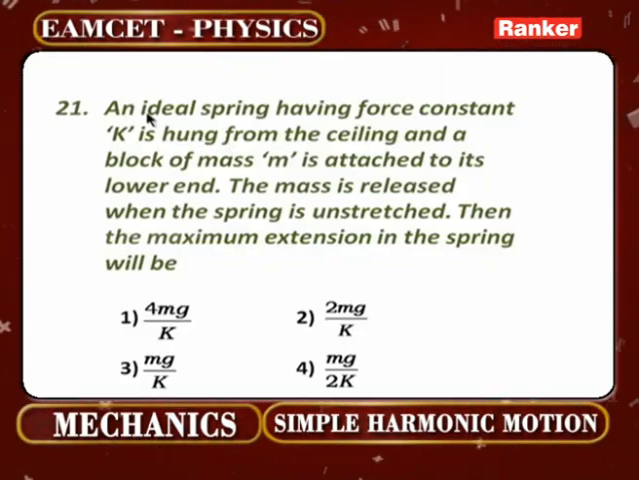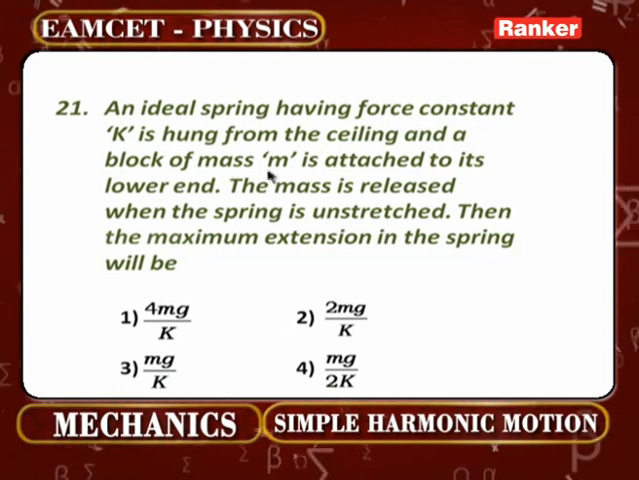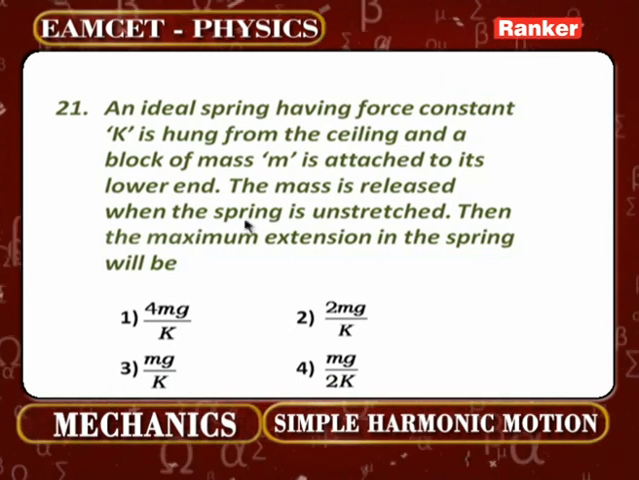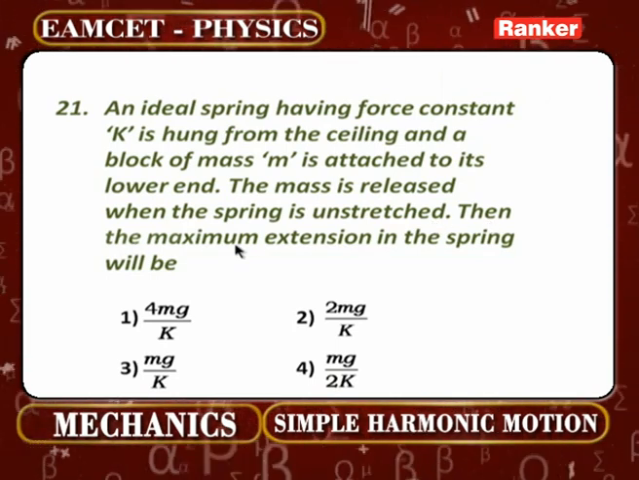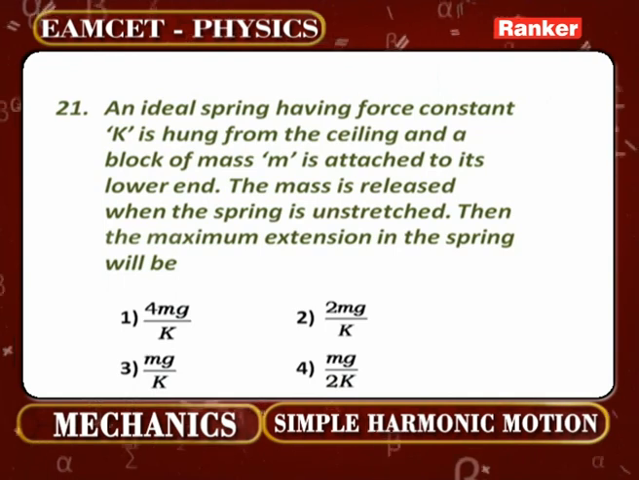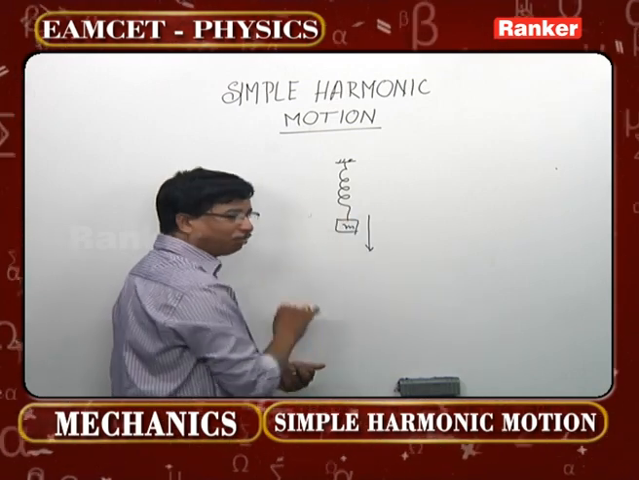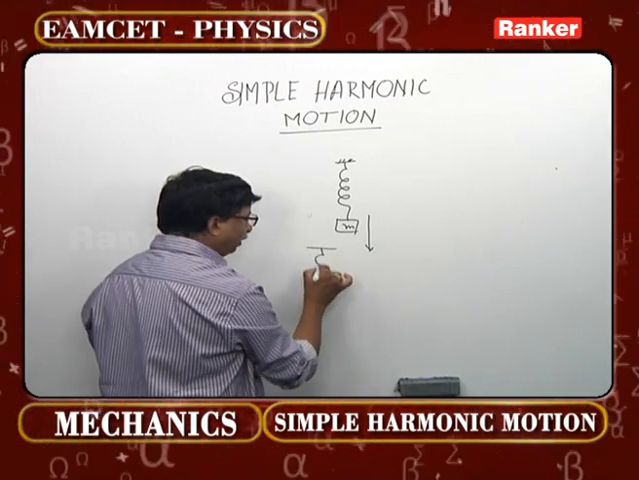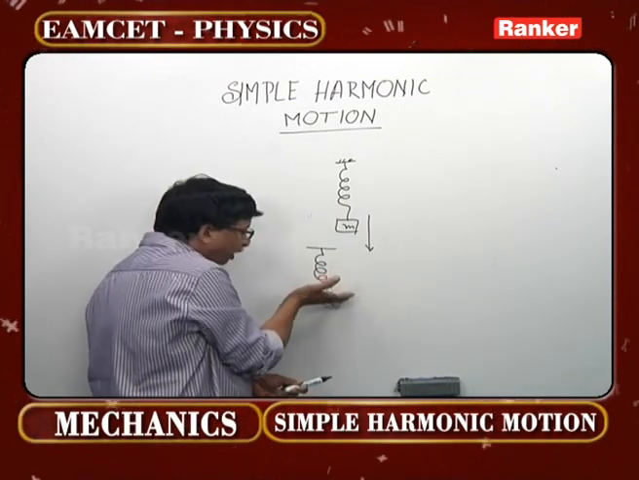What is this concept? An ideal spring having force constant K is hung from the ceiling and a block of mass M is attached to its lower end. The mass is released when the spring is unstretched. Usually what happens is, when you just attach some weight at the end of a spring like this, and if you leave this one to its fate, then certainly it will elongate the spring now. But what is the condition he is mentioning, you see there? In this particular case, the condition is this: you have attached the body, but you have not allowed that one to elongate the spring. You are holding the body.